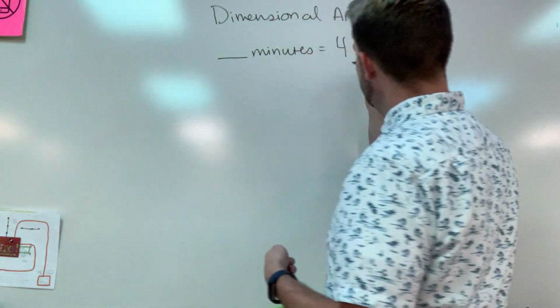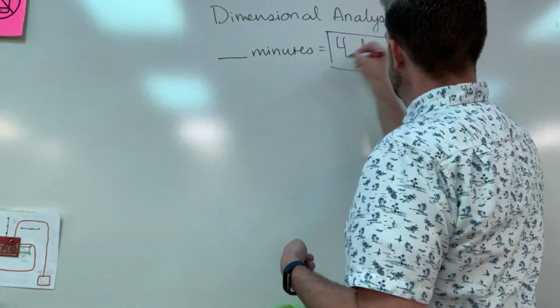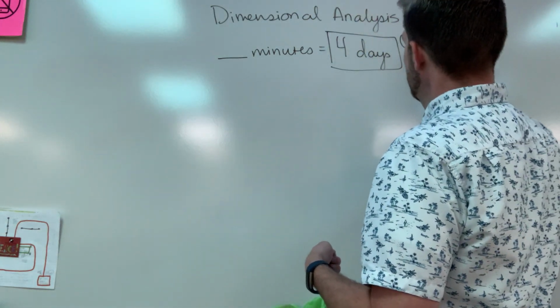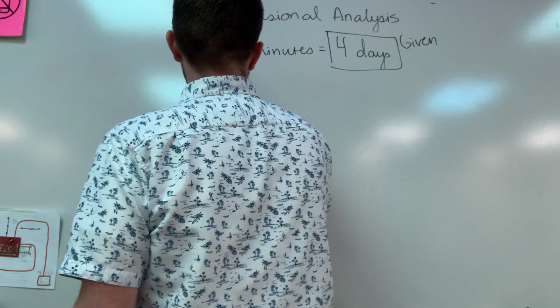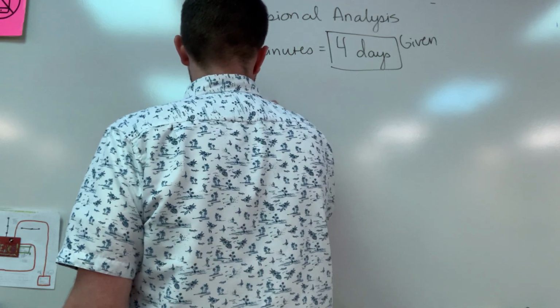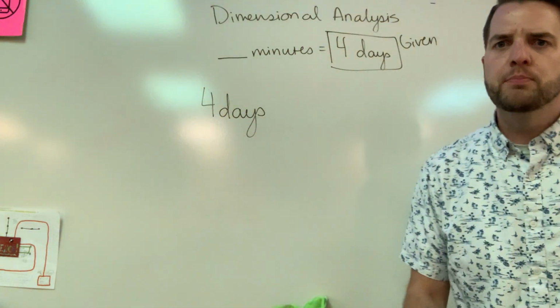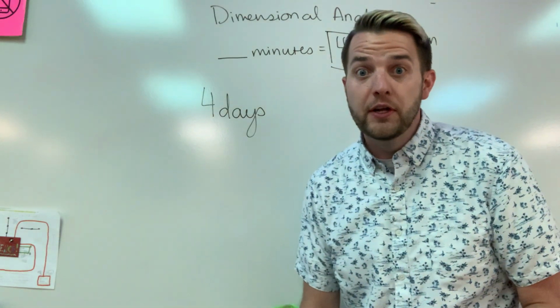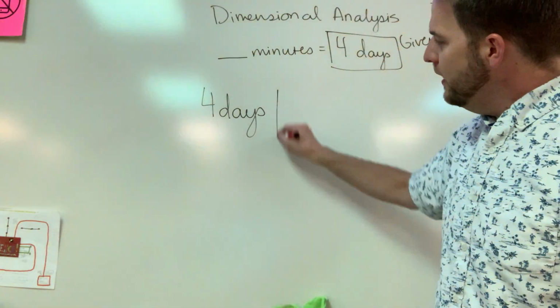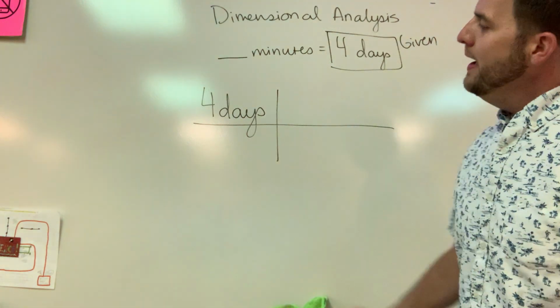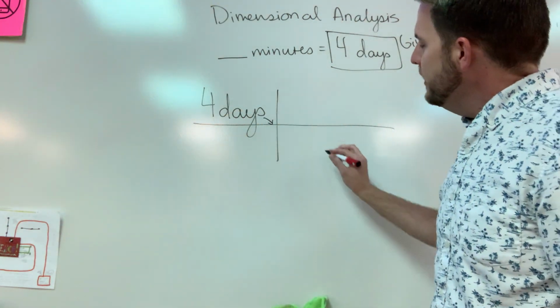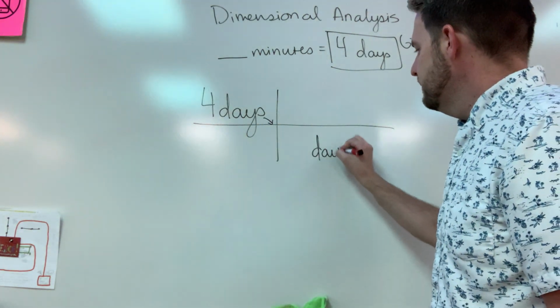So we're going to start with our given value. This is what we were given. We're going to start with 4 days, okay? Oh, that's big enough. Okay, yeah, I was trying to make sure it was big enough. So we start with 4 days, and we're going to set up our train tracks. And immediately we carry days down here.